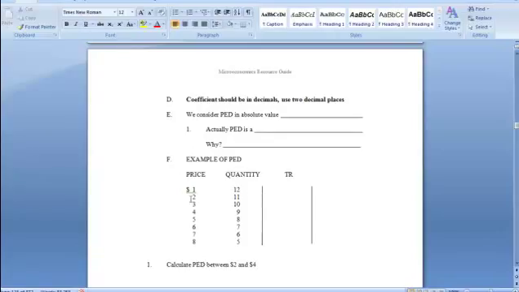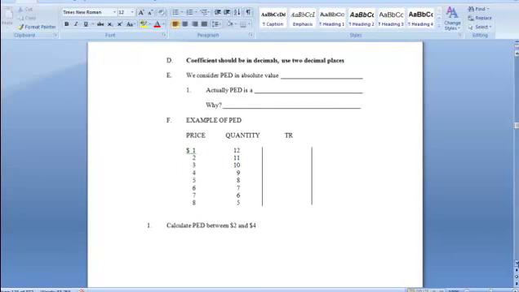1 times 12 is 12, 2 times 11 is 22, 30, 36, 40, 42, 42, 40. So if you've got that column filled in, you'll notice that total revenue begins at 12. It rises to a maximum of 42 in this area, and then it begins to decline to $40. That's very important to notice.